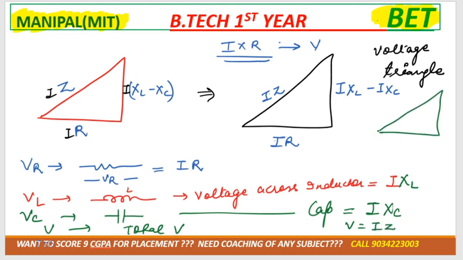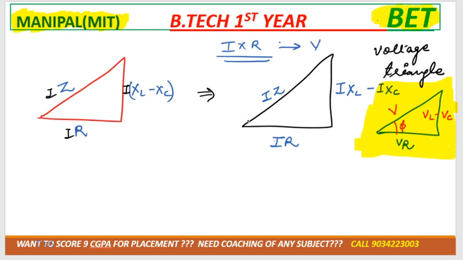So technically, this would be VR, this would be V, and this would be VL minus VC. And again, this is phi. So this is the voltage triangle, right? So from this also, can we get sin phi, cos phi, and tan phi? And can we apply Pythagoras theorem in this? Now apply Pythagoras theorem in this voltage triangle, and then tell me what formula you will get.